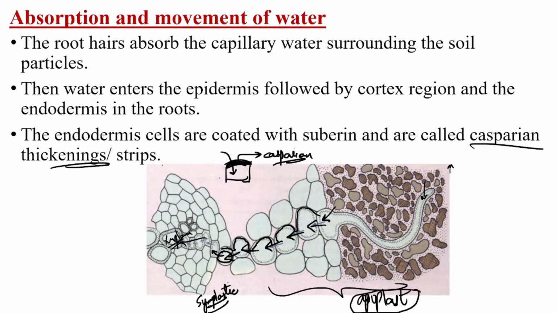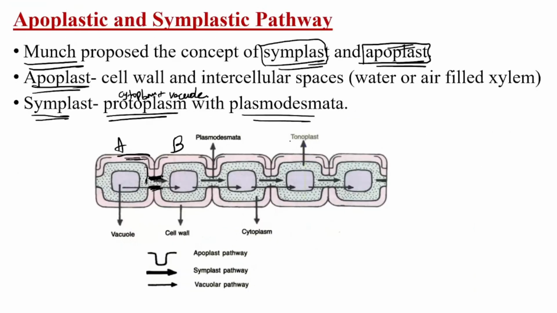Okay, so basically in this way, the water transport in the root takes place by apoplastic pathway from the soil till the cortex, and from cortex to the endodermis, it takes place by symplastic pathway. This is a point that you need to remember. That's because the endodermal cells are coated with Casparian thickenings. That means they are suberized basically.